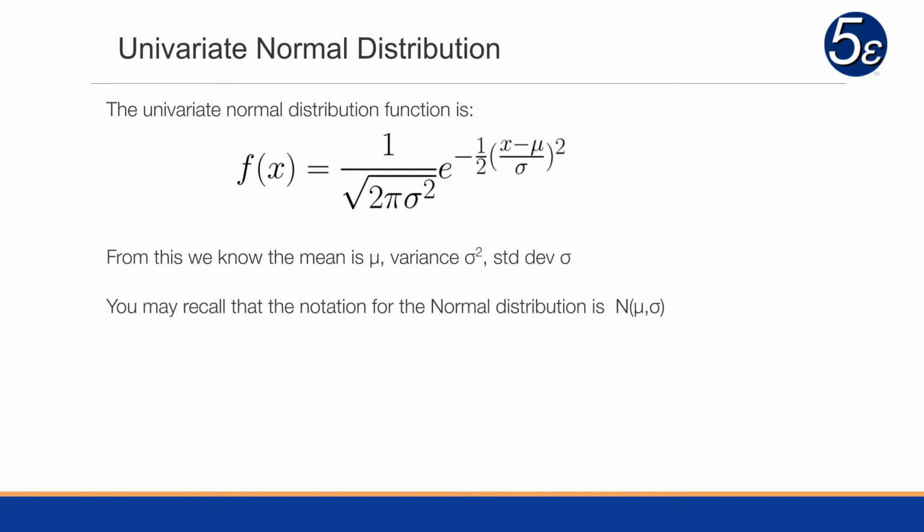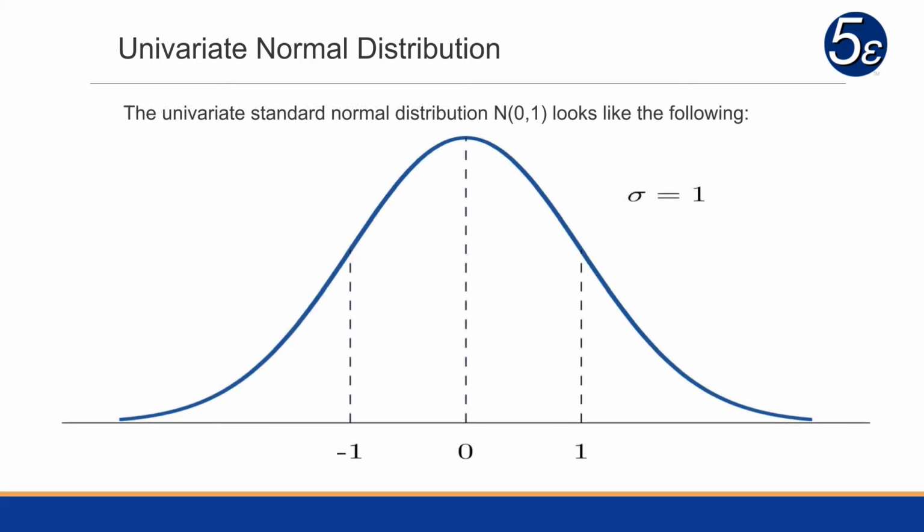Let's take a look at the univariate normal distribution. This is what the function is: 1 over the square root of 2 pi times the variance, times e raised to the -1/2 times x minus mu over the standard deviation, and that quantity squared. From this, we know the mean, mu, and the variance, sigma squared, and the standard deviation. You may recall that the notation for the normal distribution is N(mu, sigma). Now, the standard univariate normal distribution looks like this, N(0, 1), where 0 is the mean and our standard deviation is 1, so therefore 68% of the data will fall between -1 and 1.